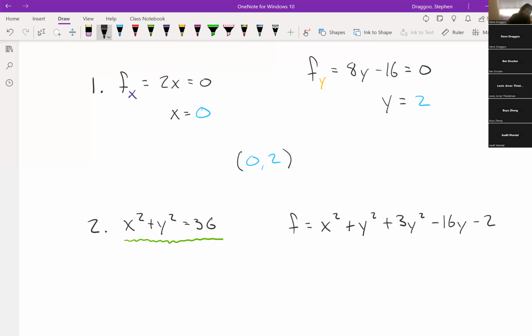The reason I did that is so that I could have an x squared plus y squared show up right here, and then I can just substitute directly into that equation. X squared plus y squared I know is 36. So that's just the circle component, and then plus 3y squared minus 16y minus 2. I'm going to call this new function g of y. This is my boundary function, so the boundary along that circle is given by g of y. Importantly, this is now a function of one variable, meaning it's just a one-dimensional curve.